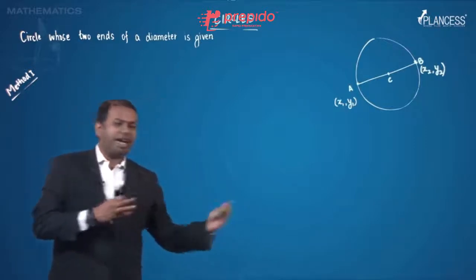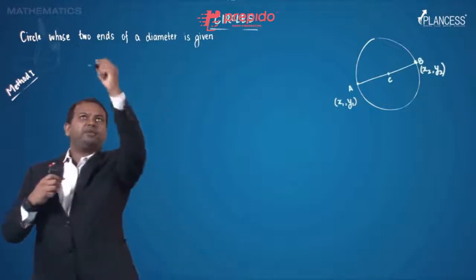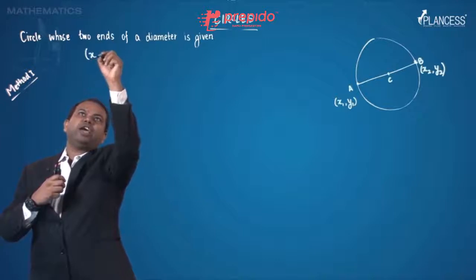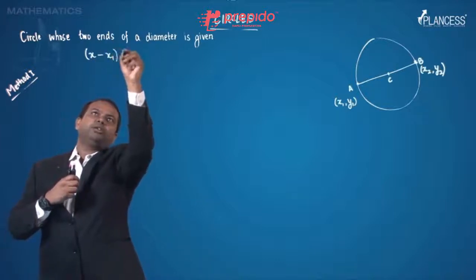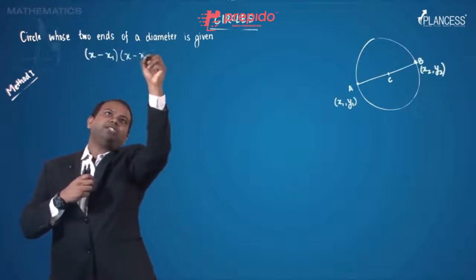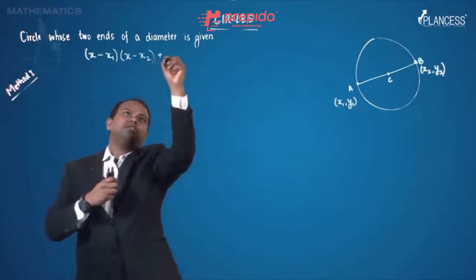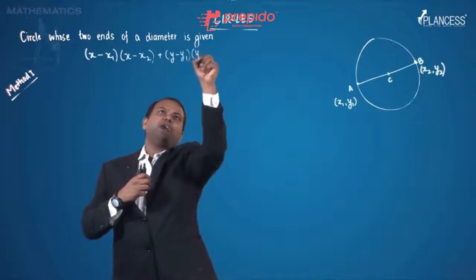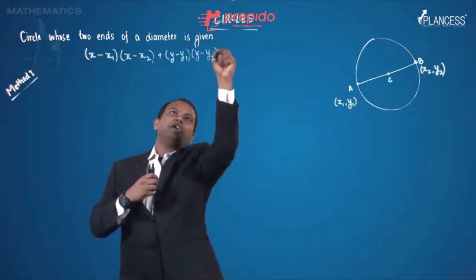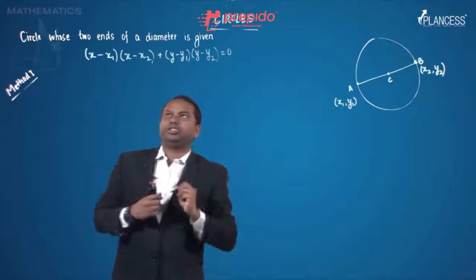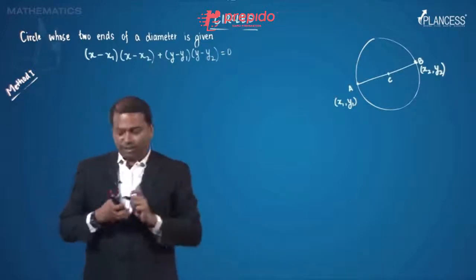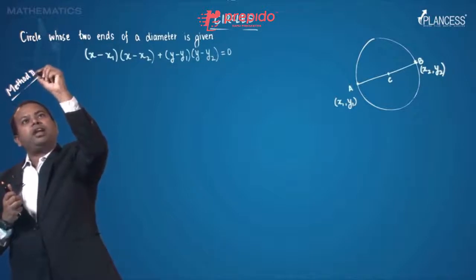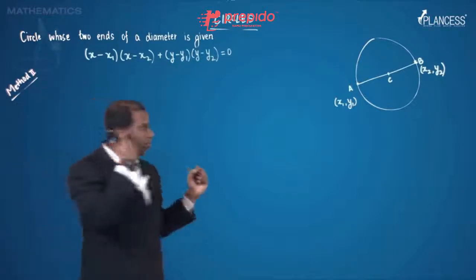So let me just write the standard equation that we had for this case. The equation we derived was x minus x1 times x minus x2 plus y minus y1 times y minus y2 equal to 0. So this is the equation in this particular case. Now let us see if we can do this by another method. We will definitely be able to do it.